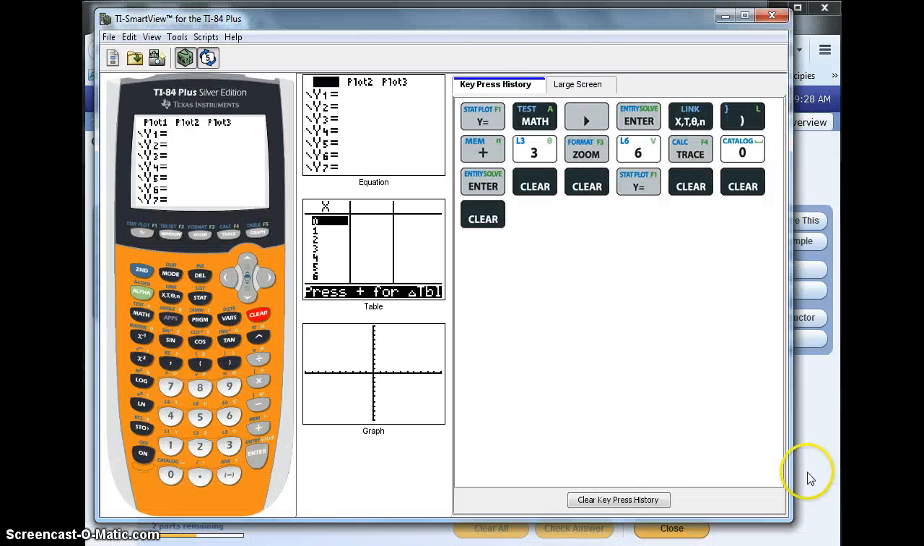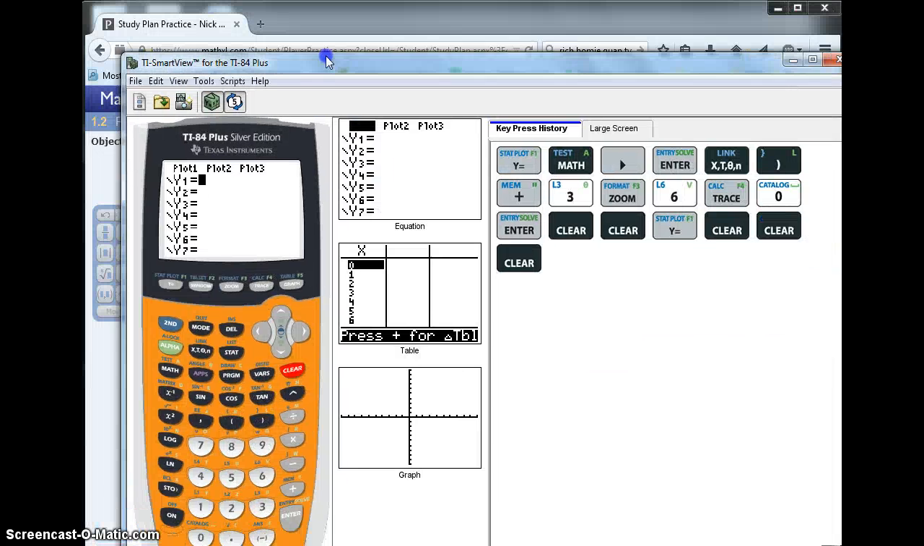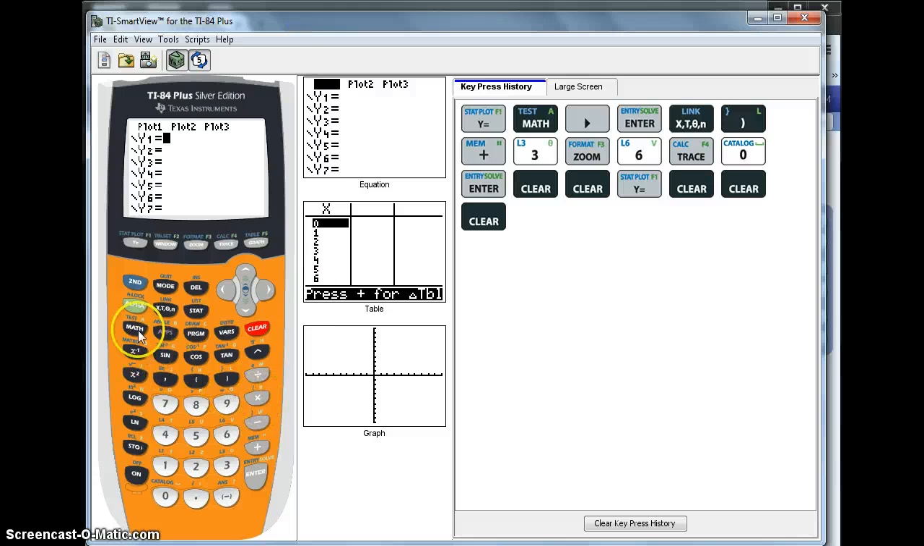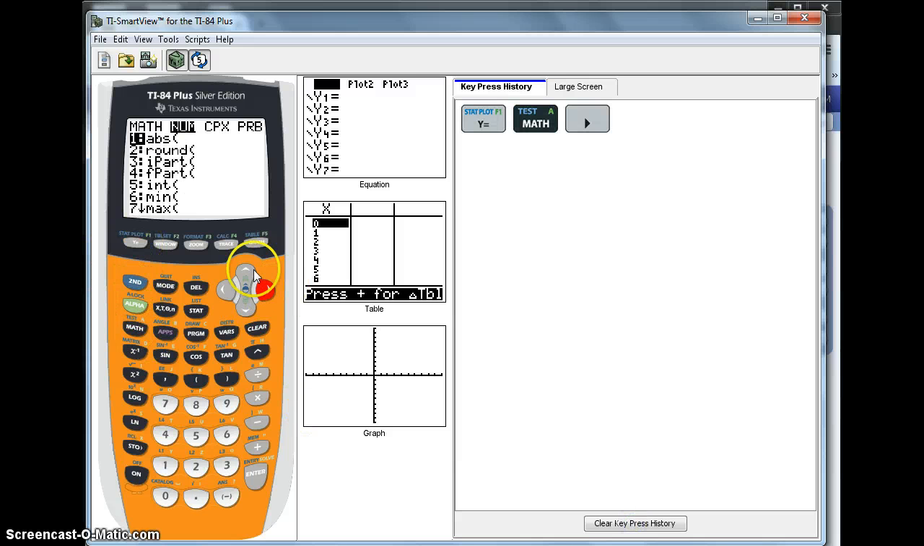So I'm going to make this a little bit bigger in hopes that you can see well. Okay, so in there we're going to put absolute value of x minus 2. The first thing we need to know is how to get to absolute value. So we hit y equals, and then we go to math, and then we hit the right arrow key, and you can see absolute value right there. So again, I hit y equals, then math, and then the right arrow key so you get into the number column. Now I'm going to hit enter.